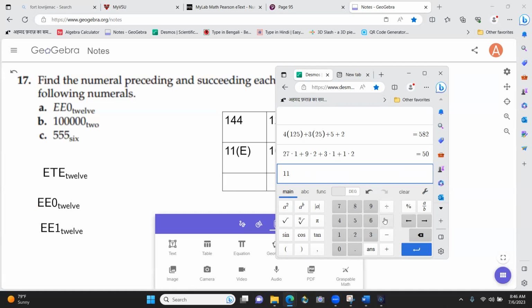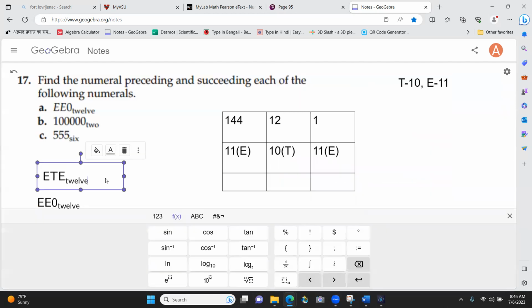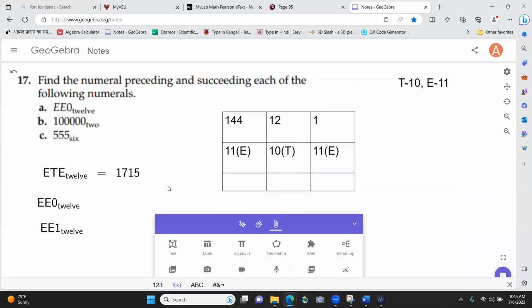11 times 144 plus 10. T stands for 10 times 12 plus E stands for 11 loose ones. So I'm getting 1715. That turns out to be 1715. Okay. All right, in base 10.